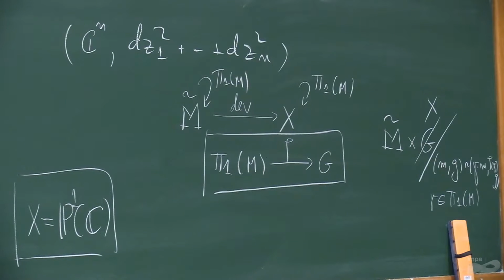In dimension 1, everything is flat, so complex projective structures are locally modeled on P1 of C, and the developing map will be some isomorphism in between the universal cover of your surface and P1 of C, on the round ball in P1 of C or the upper half plane. And the representation of the fundamental group will be inside the group of Möbius transformations, PSL2 of C.